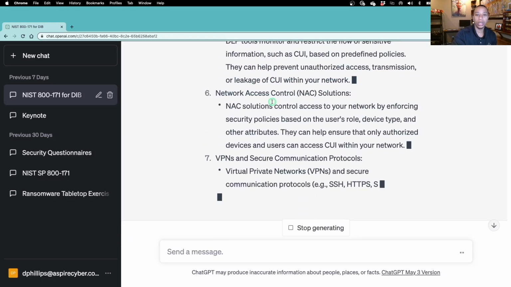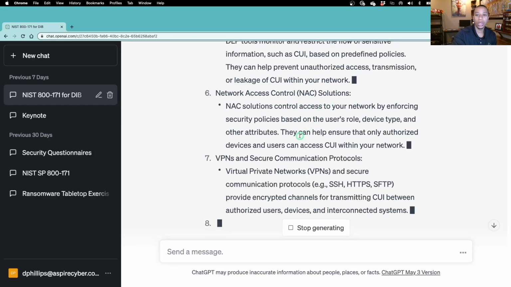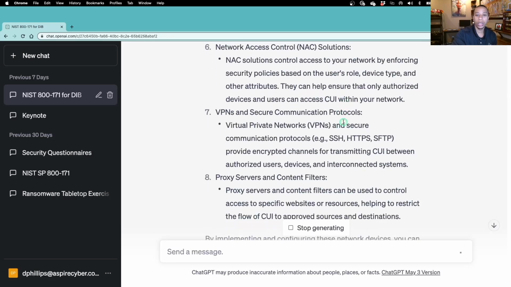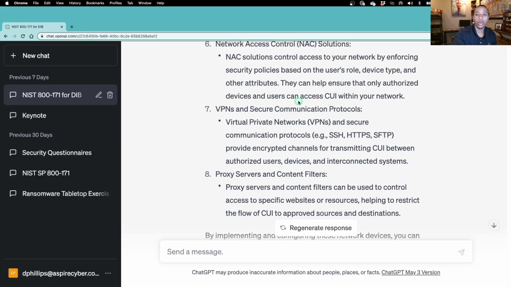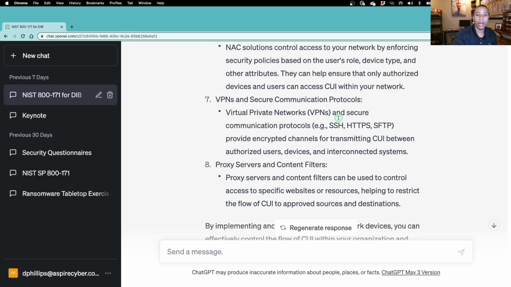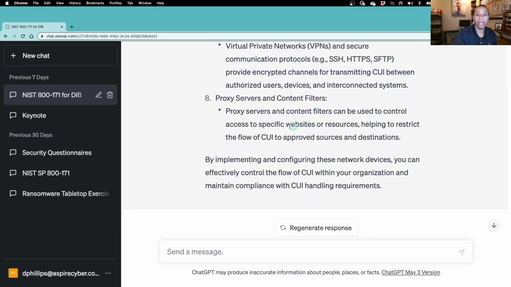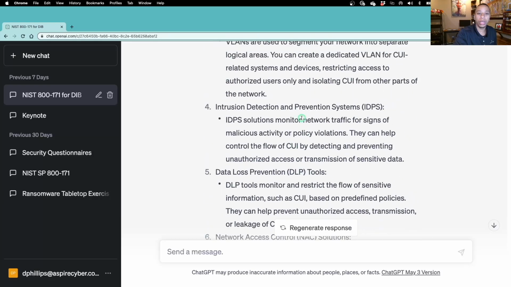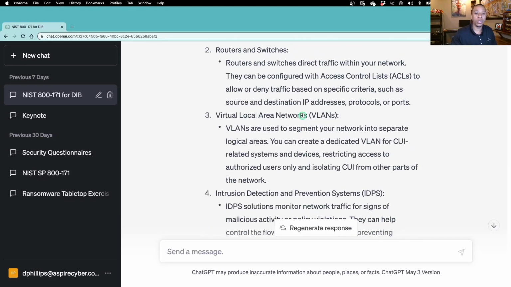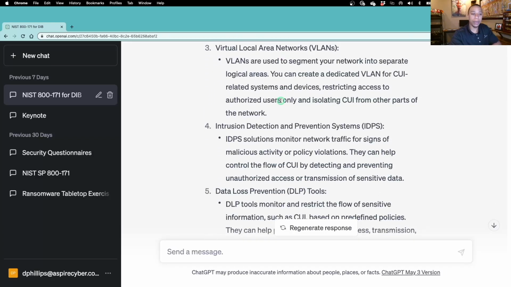Also, the DLP solution can do that as well. Network access control can enforce what devices are accessing our network. Make sure only authorized devices and users have access to the CUI within the network. VPN, we're using remote access, making sure that we're using encrypted channels and only authorized users and devices are connecting. And then that proxy server can serve as a content filter and help restrict the flow of CUI. So these are just some of the network devices that you can use to control the flow of CUI.